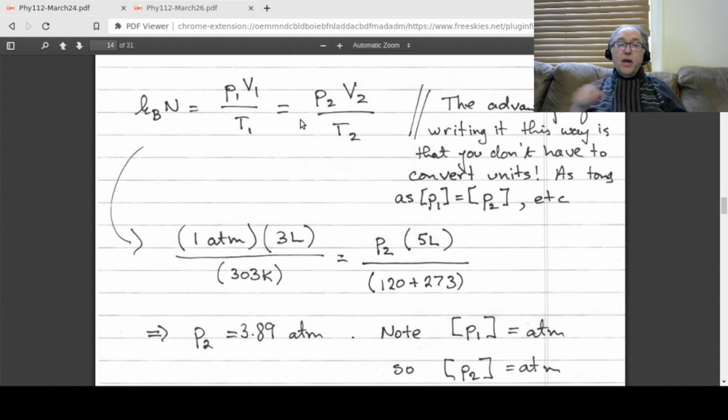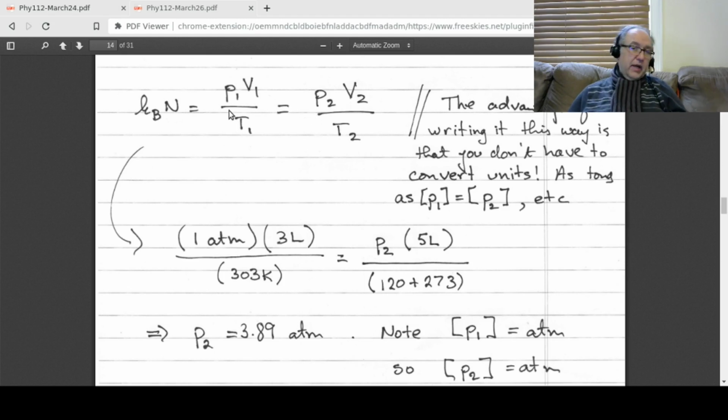As long as P1 and P2 are both in the same units, V1 and V2 are in the same units, T1 and T2, well, they still have to be in absolute temperature, Kelvin, but whether you use Kelvin or some other absolute temperature scale, it'll work. You don't have to convert the units. Mostly it's P and V, okay? P and V are the ones that cause some trouble. And so, you know what? I'm just going to go ahead and use the numbers without having converted them to MKS.